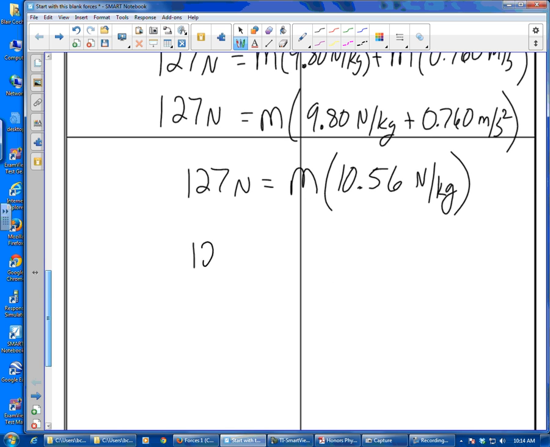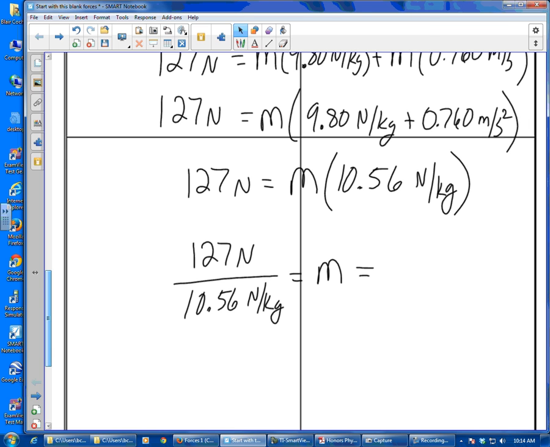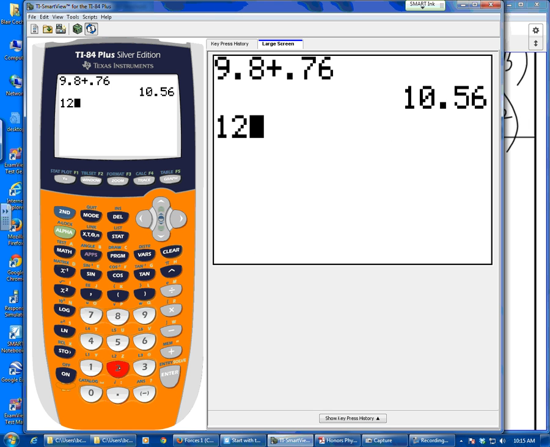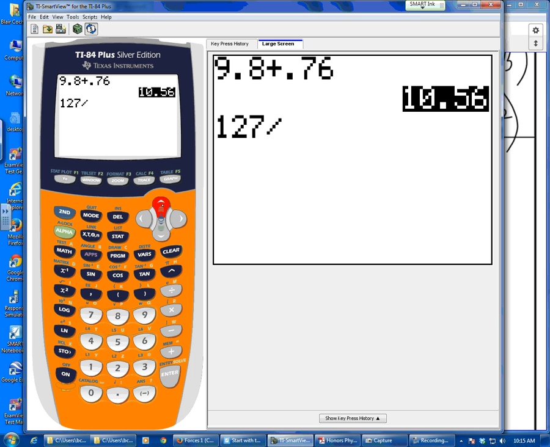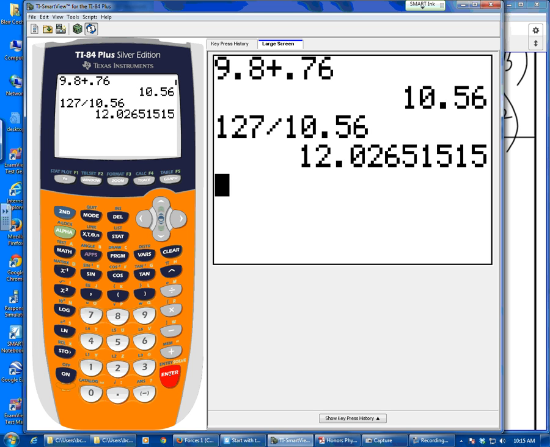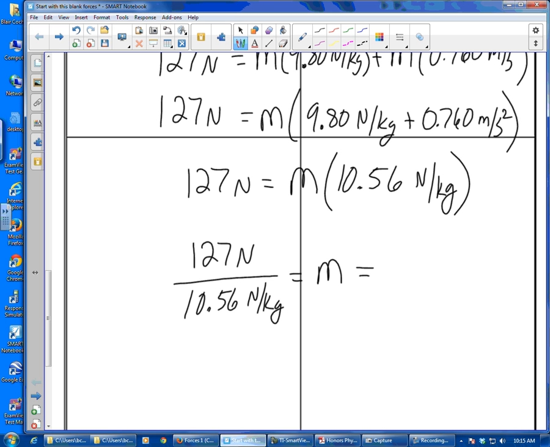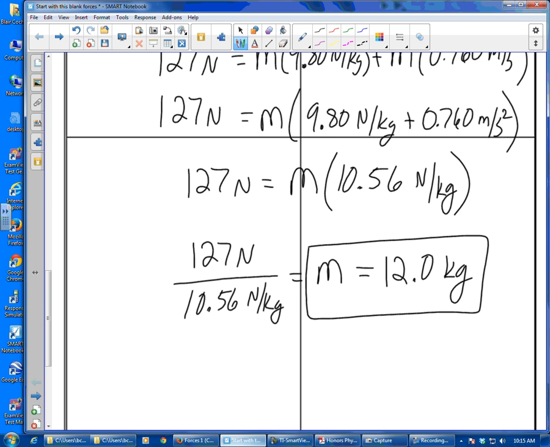So my next math step is 127 newtons over 10.56 newtons per kilogram equals m. And so m equals, time for my calculator again, 127 divided by that one, 12.0 looks like to me. 12.0 kilograms. So that is the mass of my shopping bag.